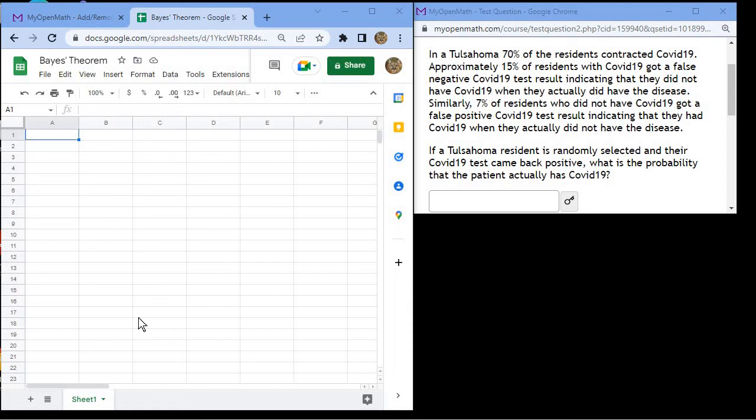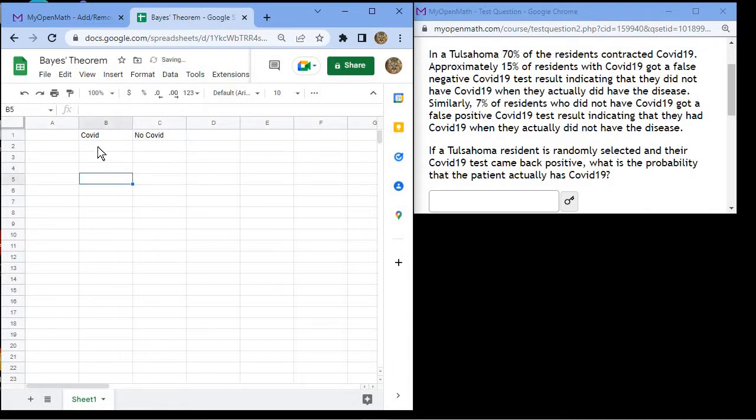Okay, so let's take a look at this Bayes Theorem question here. All right, so in Tulsa, 70% of the residents contracted COVID-19. So what I'm going to do is I'm going to come over to my spreadsheet here, and in one column, I'm going to put contracted COVID, and I'm just going to make that COVID. And in the other column, I'm going to make that no COVID.